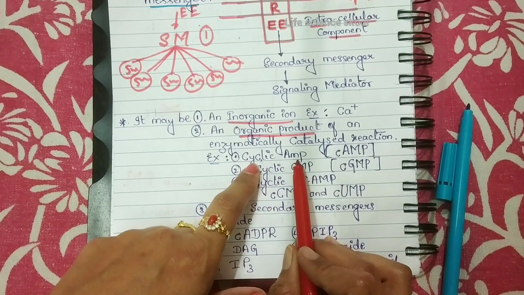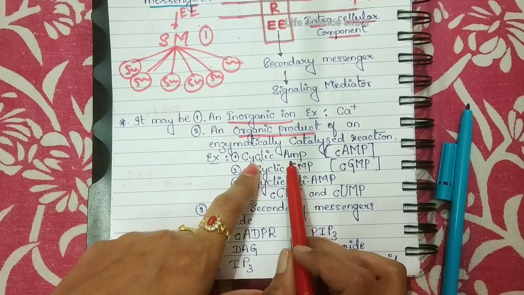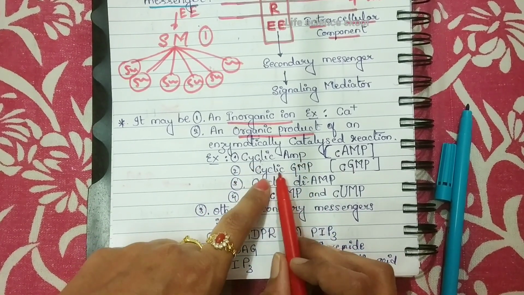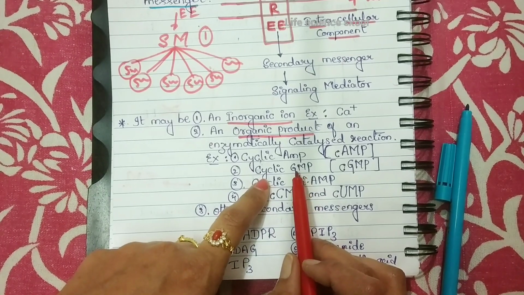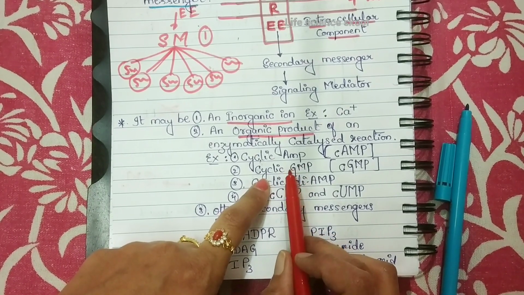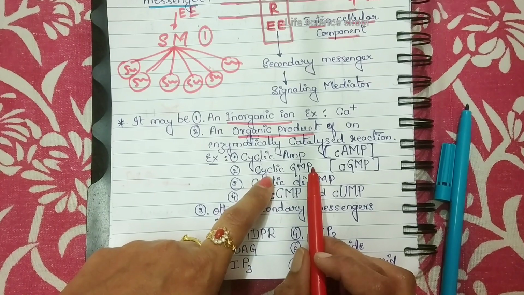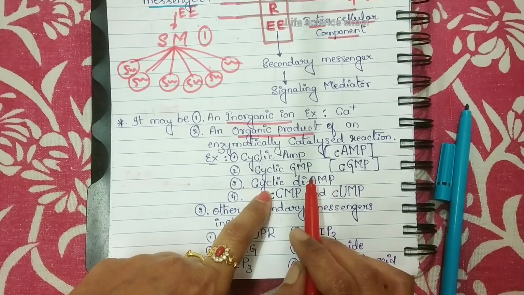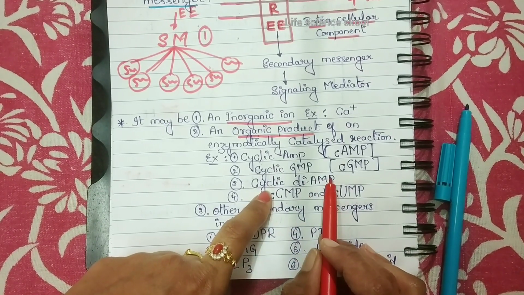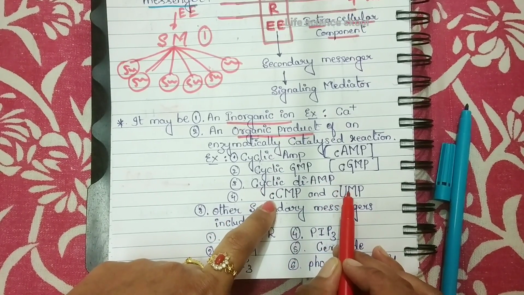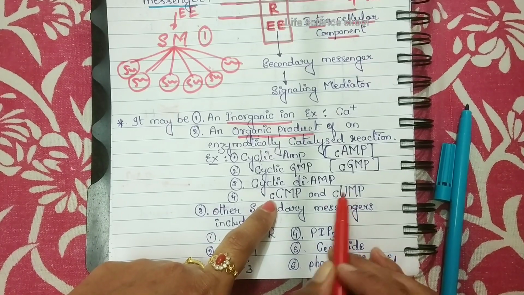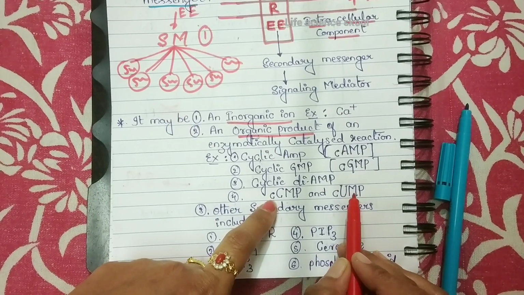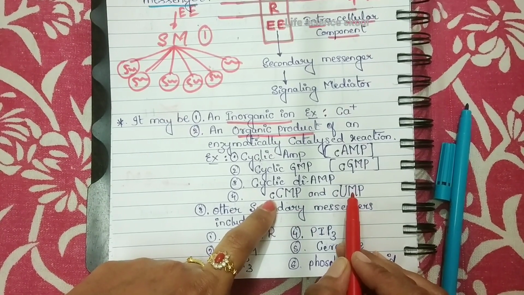Here cyclic AMP is produced by the effector enzyme called adenylate cyclase, and cyclic GMP is produced by the effector enzyme called guanylate cyclase. And cyclic di-AMP is produced by the effector enzyme called diadenylate cyclase, and these two are produced by soluble adenylate cyclase and guanylate cyclase. Okay, so these are the examples.